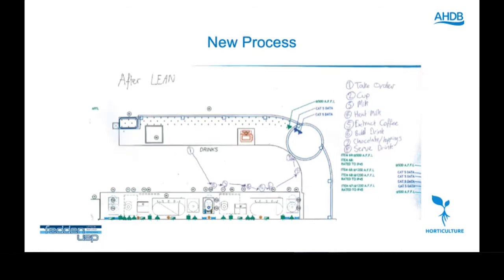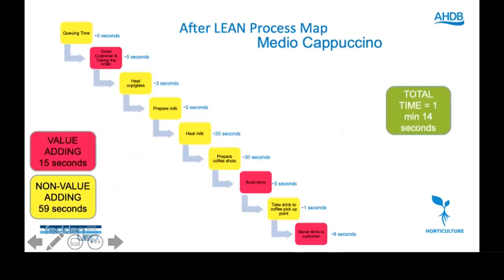And then on the after one, you can see they've reorganised the hot drinks counter. They've now reduced down the amount of walking. It's moving around in a smooth, consistent flow, so everybody's moving in the same direction, not fighting against each other. The impact of that was to reduce down the amount of waste within the process. So it took the waste down to 59 seconds.